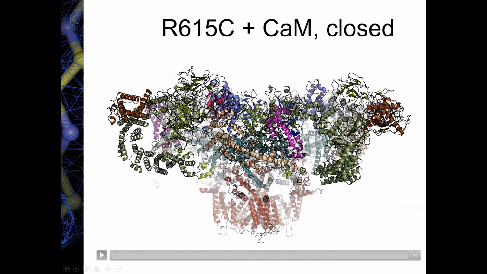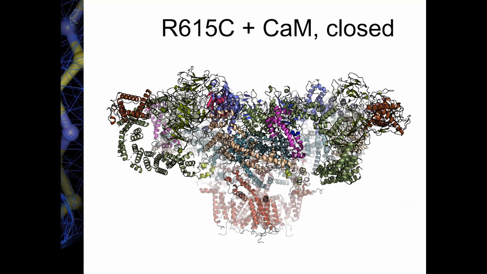So essentially what's happening is that even in the closed channel, you kind of see that this mutant goes into a conformation towards channel opening, but it's not as extreme yet as with an open channel. It's like a partial movement towards opening.